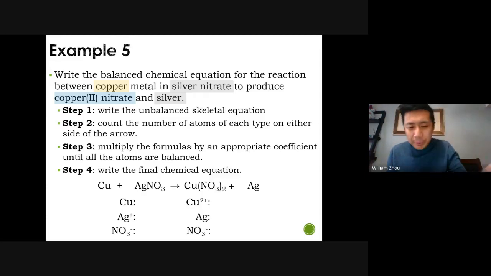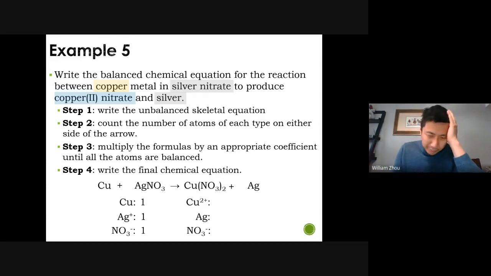So let's count. Copper on the left is one. Silver, again, one. And then nitrate is one, one of each. Okay, on the right side, you have one for copper, one for silver, but look at the nitrate. There's a little 2, there's a bracket, so that's a 2. So you have 2 nitrates. That's the only thing that isn't balanced. This is almost balanced already, but almost is not good enough. It has to be perfectly balanced. So you better fix it.